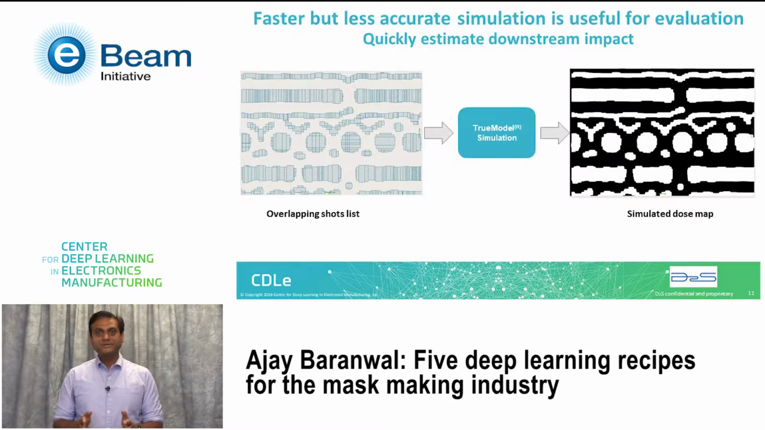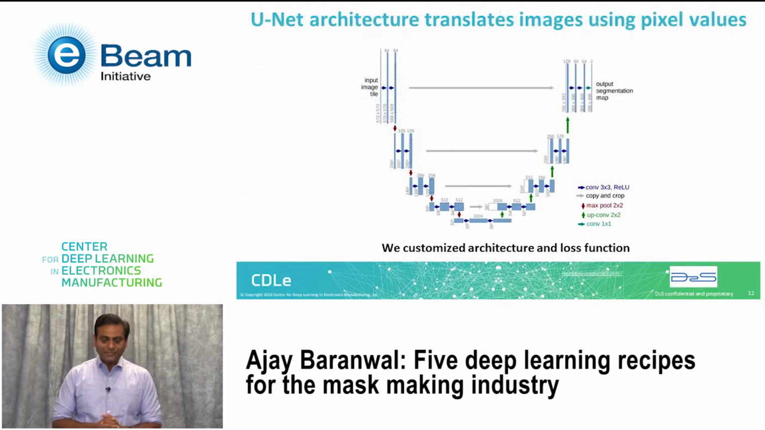If you see this problem, being a modeling expert, we know that this is a hard problem. But looking at a different approach, there is an image on the left-hand side and an image on the right-hand side, and we are trying to convert the input image, the left image, to the right image. In order to do that, we use UNET. UNET architecture is very powerful for image to image translation.